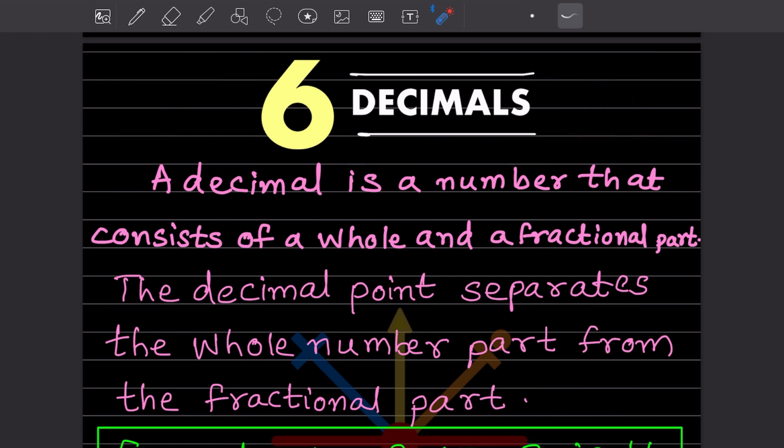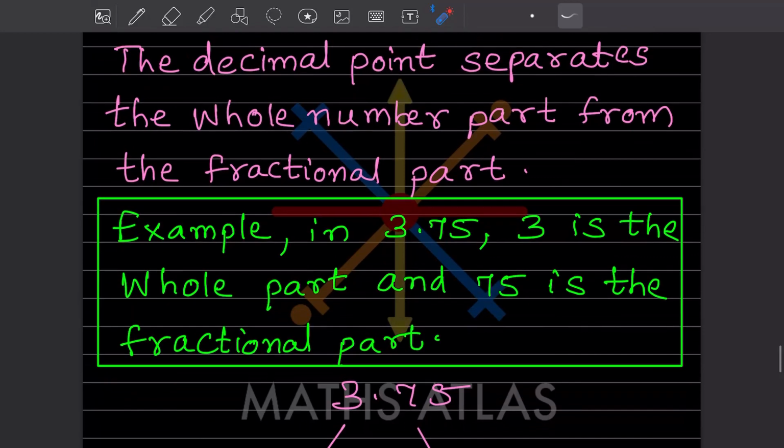Now the decimal point separates the whole number. This is 4.1, and this is called a decimal point. It separates the whole number part from the fractional part. So it is separating these two, right? For example, suppose I give you 3.75. Here, 3 is the whole part and 75 is the fractional part.